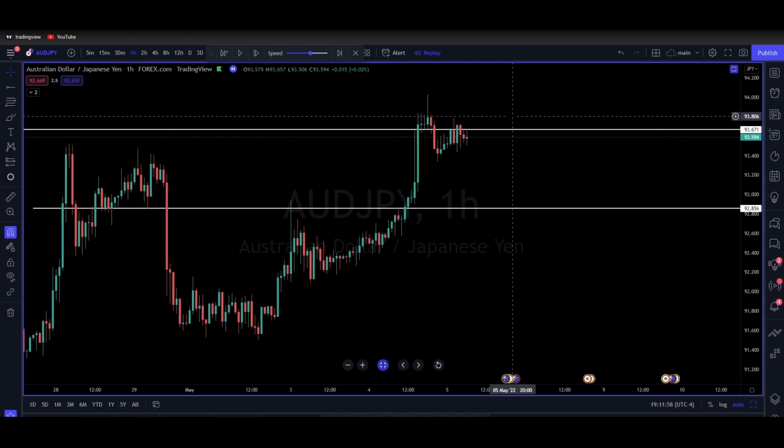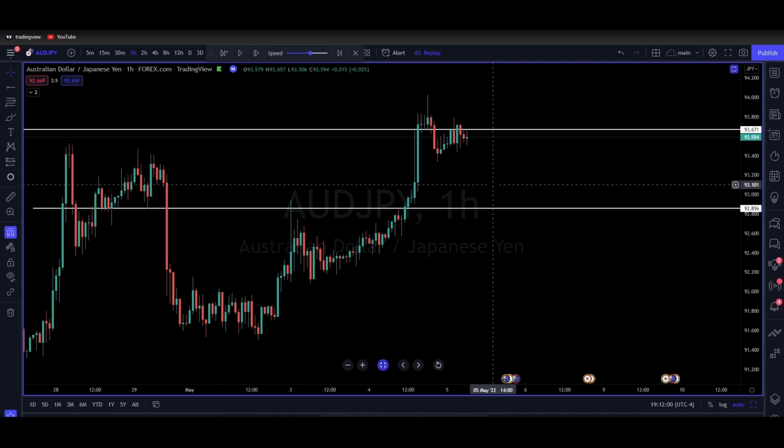So now that we have those two daily levels on the chart, we know that this is potential support. We know that this is potential resistance. Does this trade look like a buying opportunity to you?